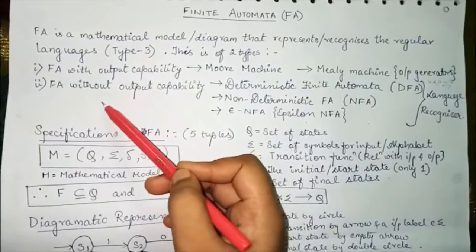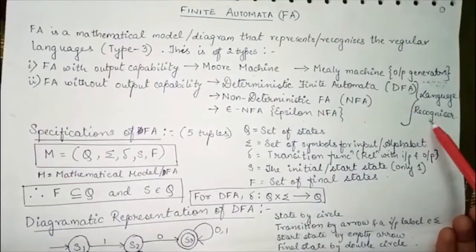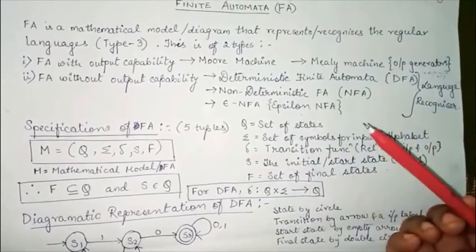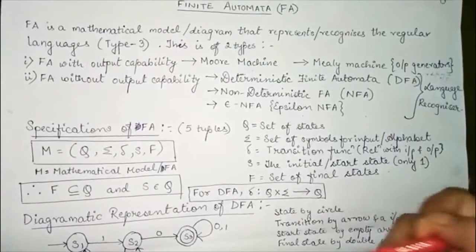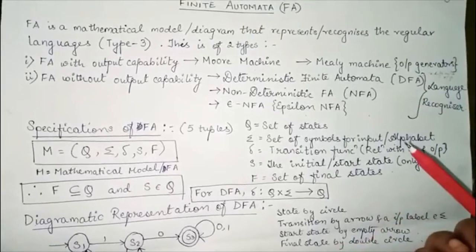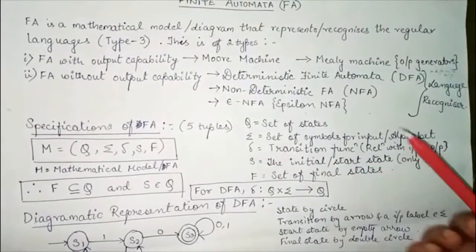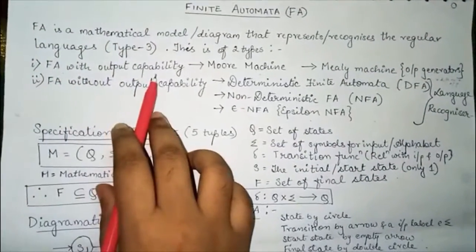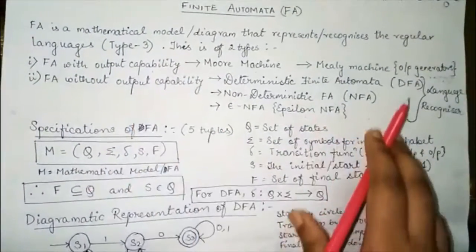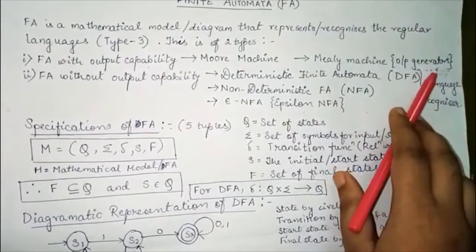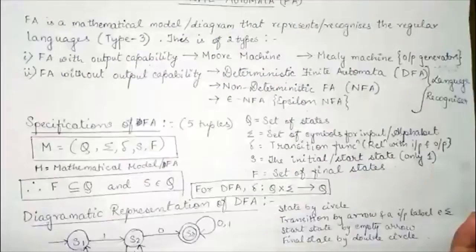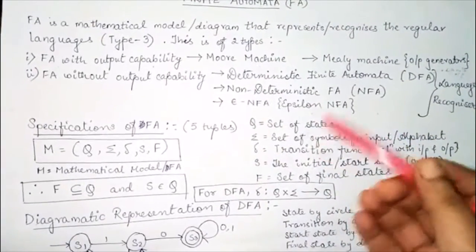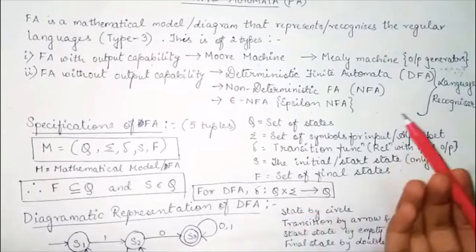When it won't give the output, then it is a language recognizer. That is, if we reach a final state, then we come to know that the language is valid. If we do not reach the final state, then it is an invalid language. And the one with output capability is known as the output generators. That means it will generate some output for a given input. Here it will check for the language, and here it will generate the output.